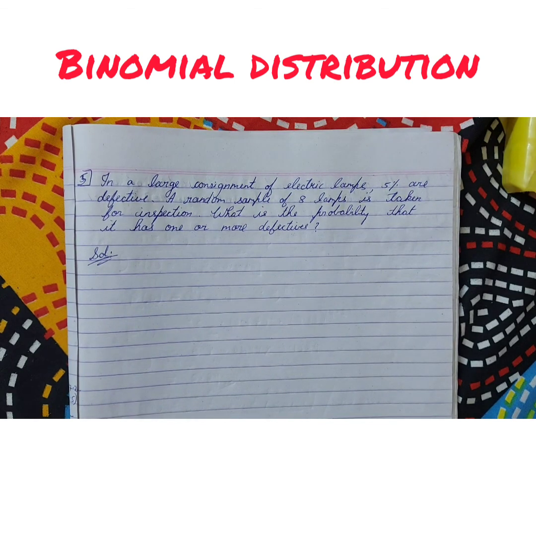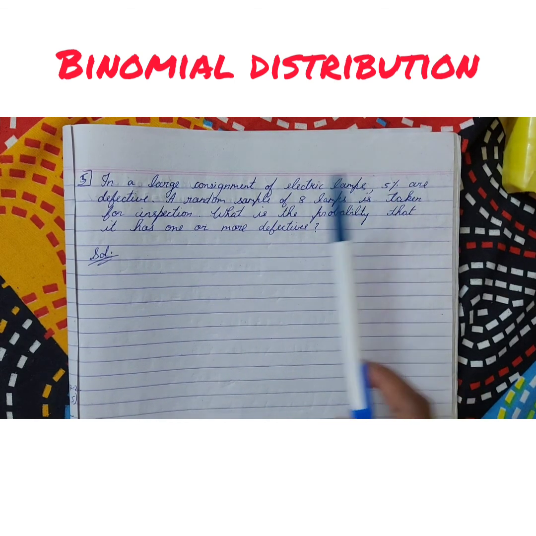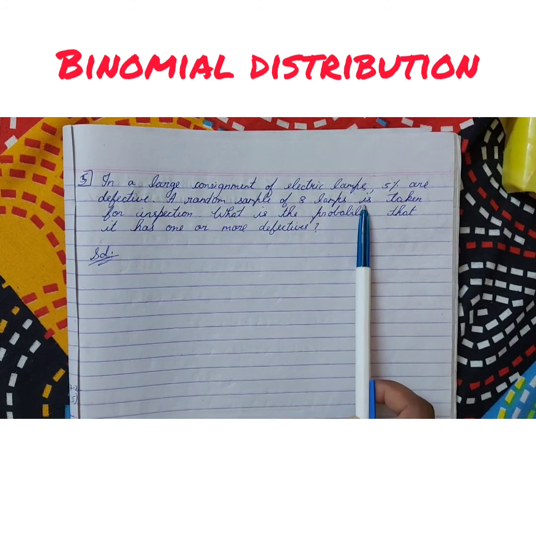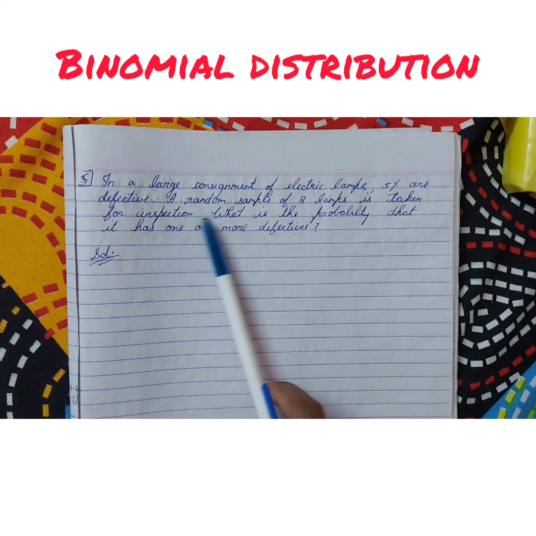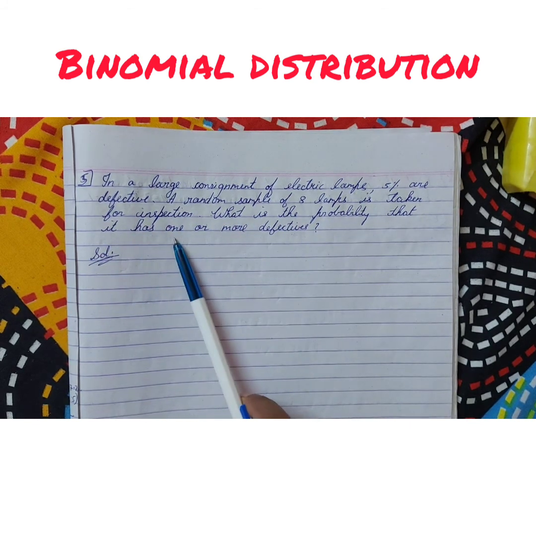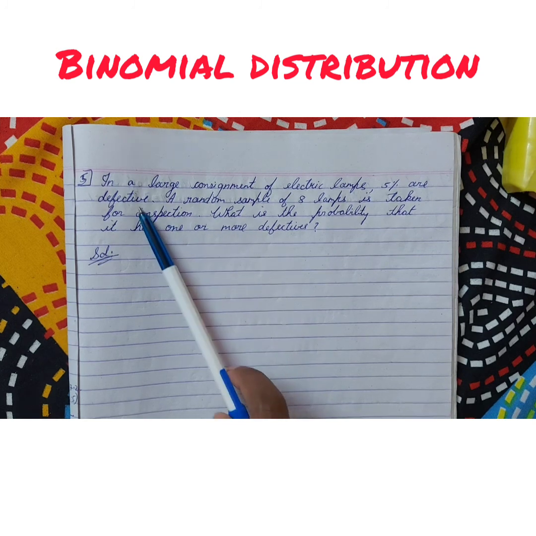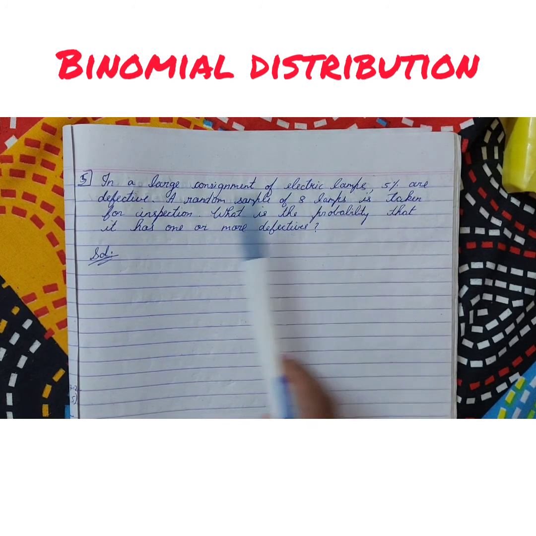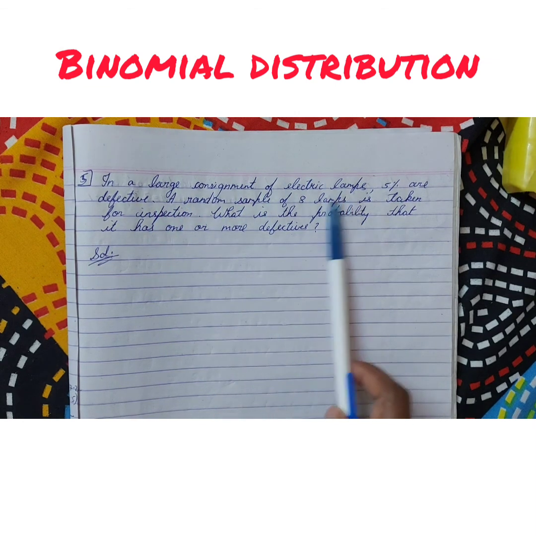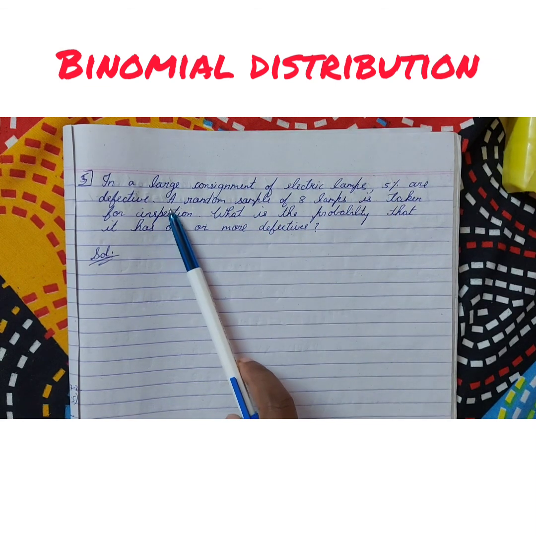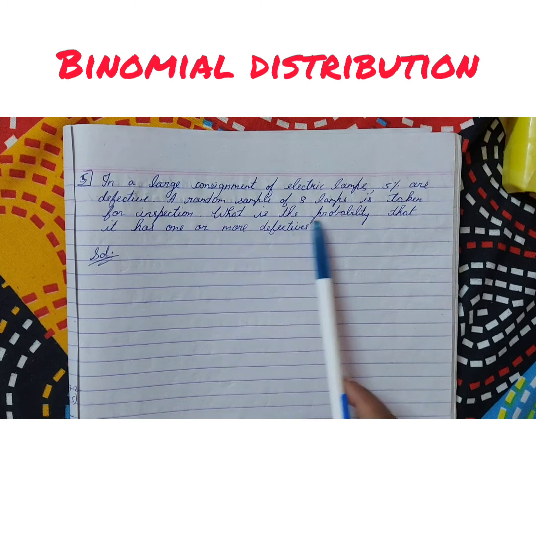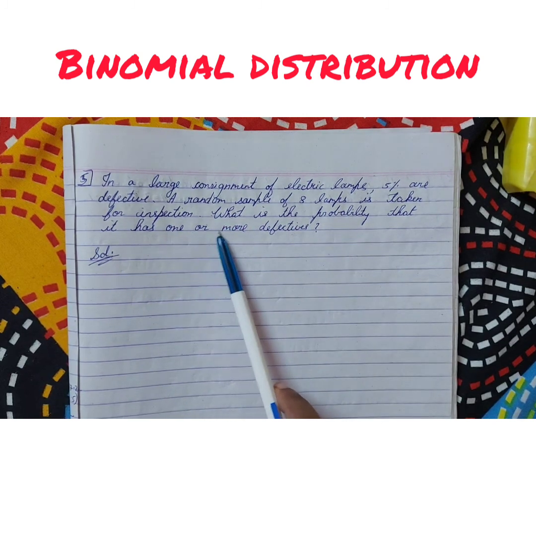In a large consignment of electric lamps, 5% are defective. A random sample of 8 lamps is taken for inspection. What is the probability that it has one or more defective? In a large consignment of electric lamps, 5% are defective, out of the total consignment. A random sample of 8 lamps is taken for inspection. What is the probability that it has one or more defective?